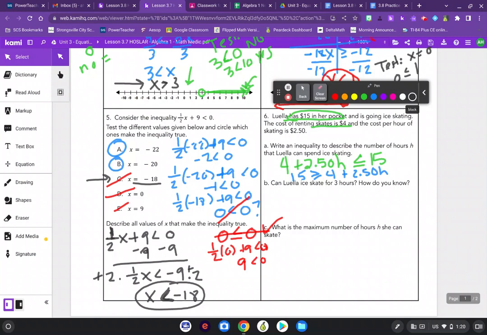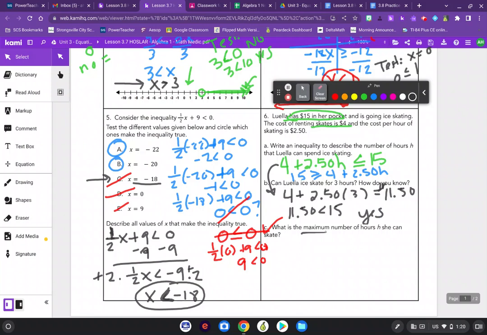Can Luella ice skate for 3 hours? So I'll just use the screen. Well, let's check. If I substitute the 3 in, I'm going to get 4 plus $2.50 times 3, which is $11.50. Yes. Because $11.50 is less than 15, and she has 15 to spend.